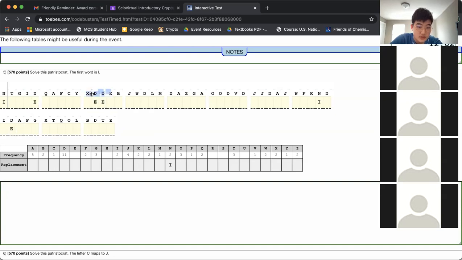And if you have it doubling up in a word, you don't necessarily know that this is part of the same word, right? Because it's a patristocrat and you don't know where the words are partitioned off. But if it doubles up, you can pretty much assume that it's a vowel or a special consonant like N that can double up. Okay, I think we filled in all our Ds.